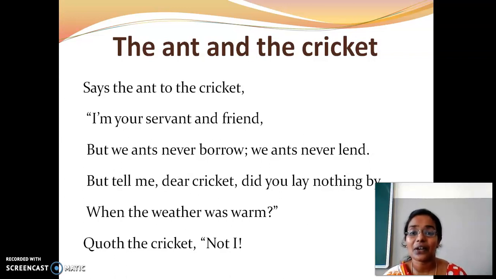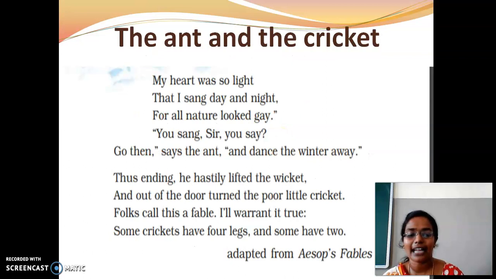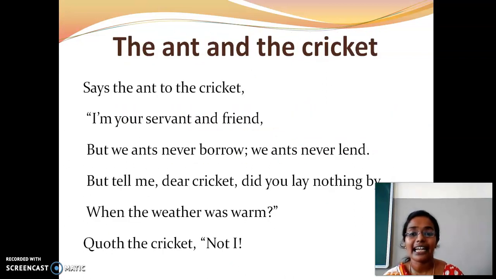Says the ant to the cricket, I am your servant and friend. But see this line, what the ant is telling. But we ants never borrow, we ants never lend. Very good principle of ants, no? They will never borrow, they will never lend. What do you think about this principle of ants, children? They will never borrow and they will never lend anything. They don't have the quality of borrowing and they don't have the quality of lending.